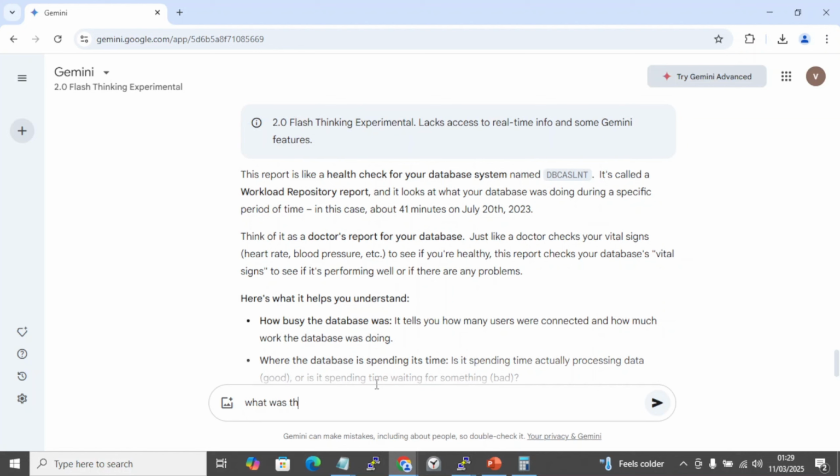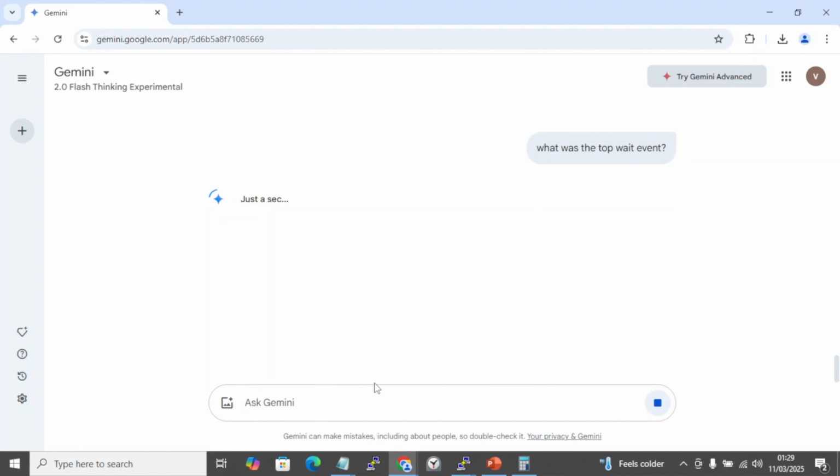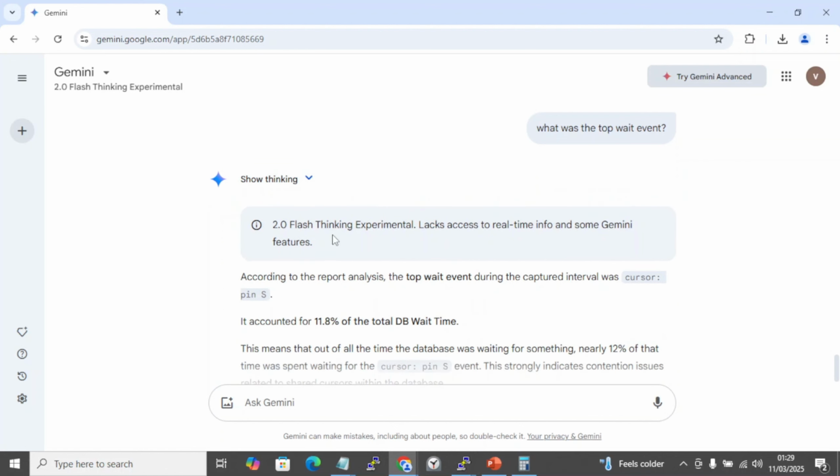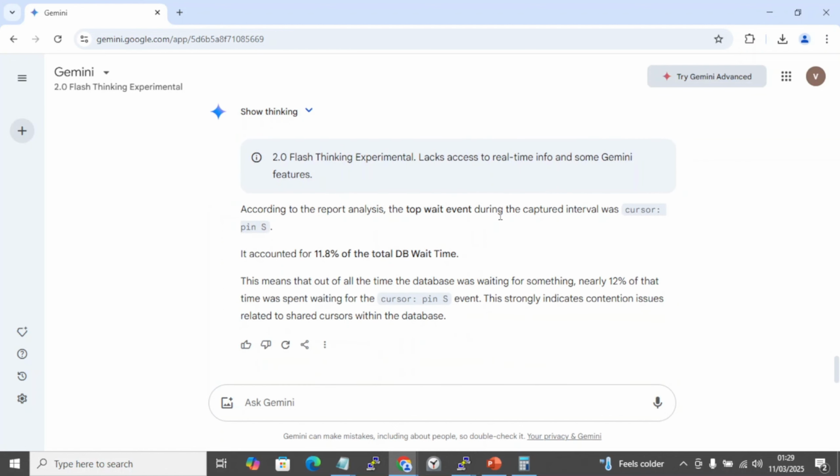What was the top wait event? The report, as with thinking models, properly picked cursor pin S wait on X at 11.8%. That's absolutely wonderful. Gemini Flash Thinking Experimental is good. It had a hit, not a miss until now.